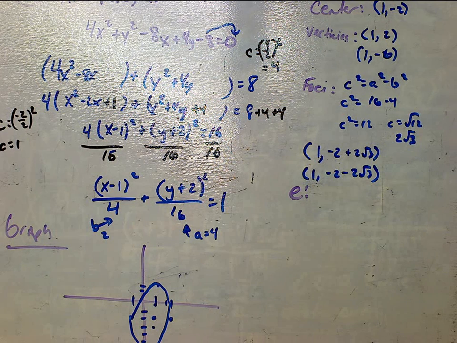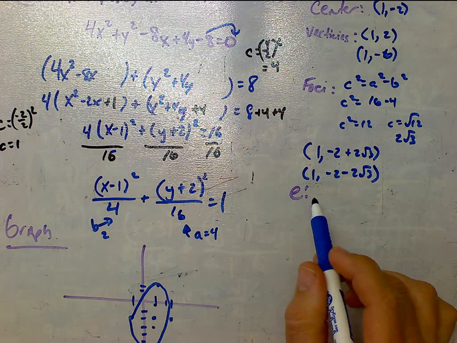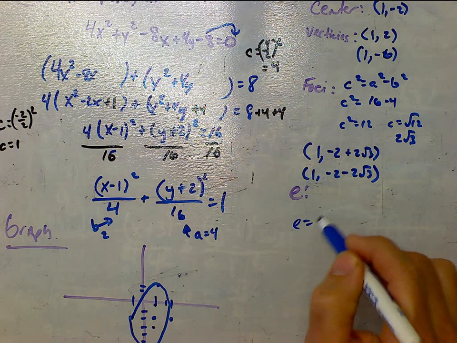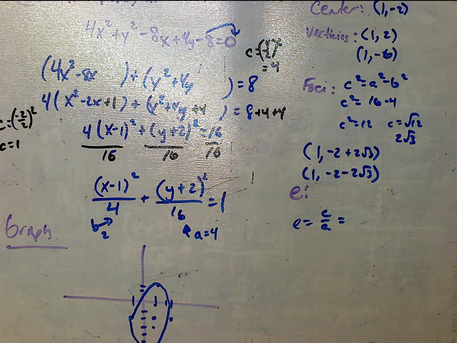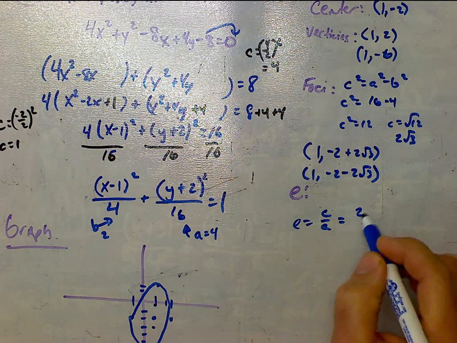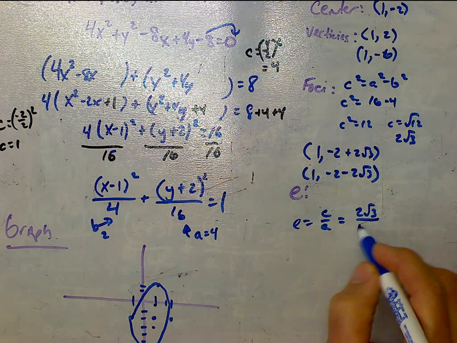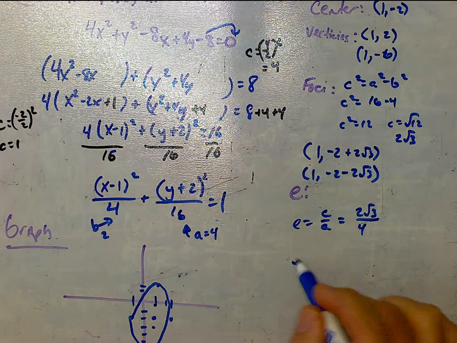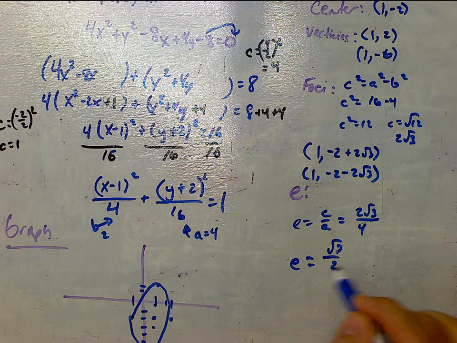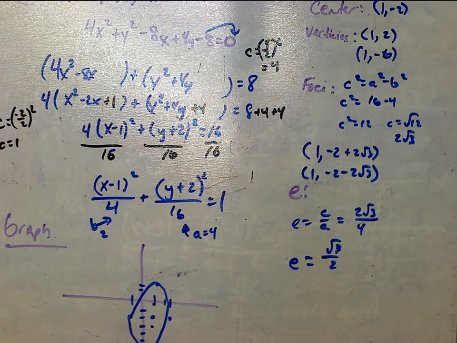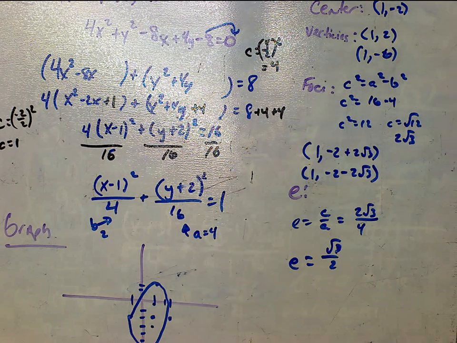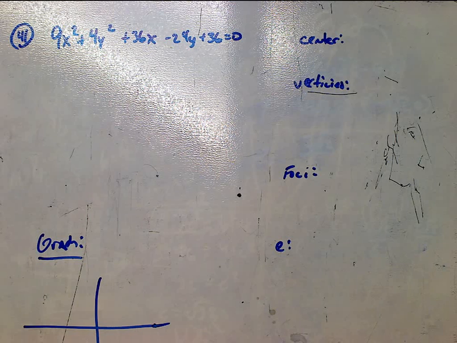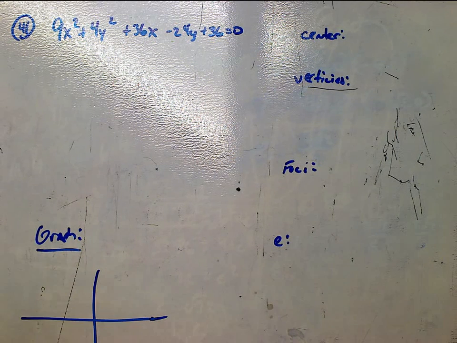And then for e, e equals c over a. c is 2 square roots of 3 over 4, which makes e equal to the square root of 3 over 2. And there I was able to graph it, find the center, vertices, foci, and e. Once you guys go ahead and try number 41, press pause, write down the problem, figure it out, and then come back, see if you got the right answer.